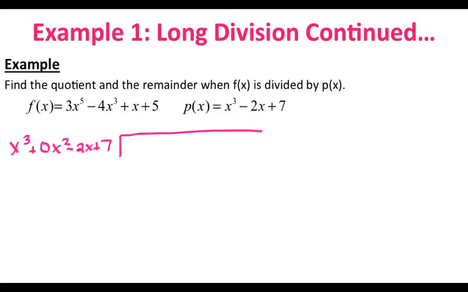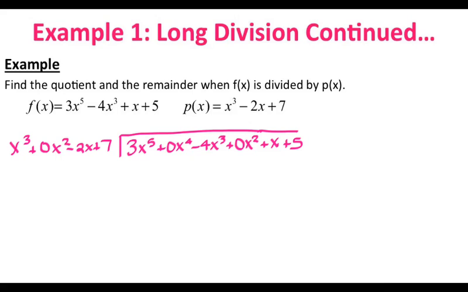And I am dividing into the f of x, so let's go ahead and list out those terms. So that's 3x to the 5th, missing the x to the 4th, so that's plus 0x to the 4th. I have the x cubed, so minus 4x cubed, missing the x squared, so plus 0x squared. I have the x, and I have the constants.